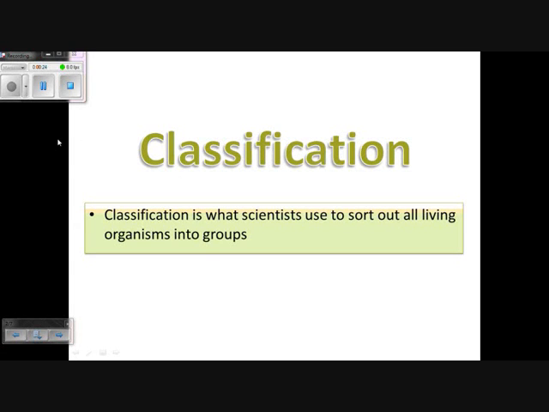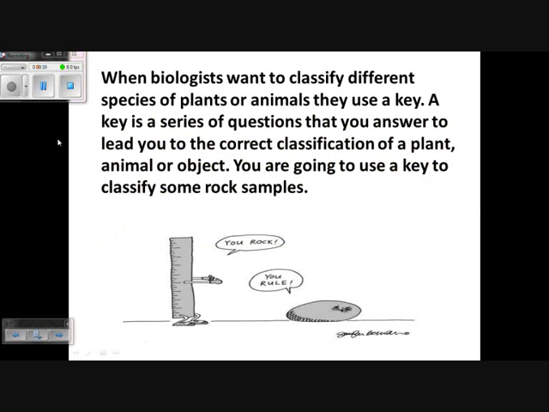Classification. Classification is what scientists use to sort out all living organisms into groups. When biologists want to classify different species of plants or animals, they use a key. A key is a series of questions that you answer to lead you to the correct classification of a plant, animal or object. You are going to try and use a key to classify some rock samples.